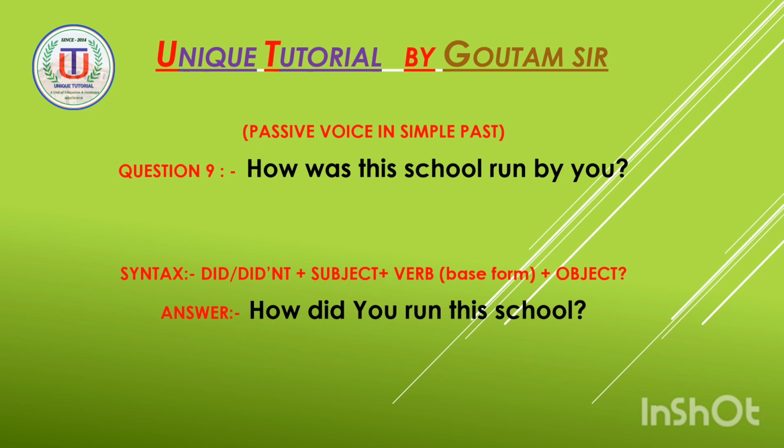Question number 9. How was the school run by you? The sentence is in passive voice and in simple past tense. The syntax will be did or didn't, then subject, then verb base form, then object. So how will be how in passive voice or in active voice. So how will not change. How will be as it is. So after how, I have to place did, then the subject you, then the verb base form, that is run, then the school. The final answer will be, how did you run the school?